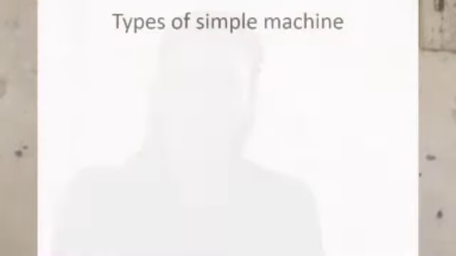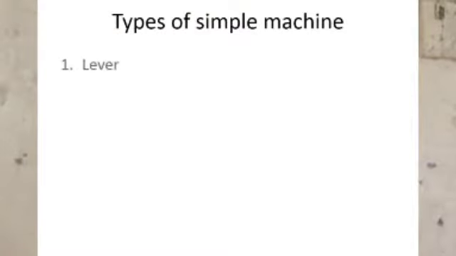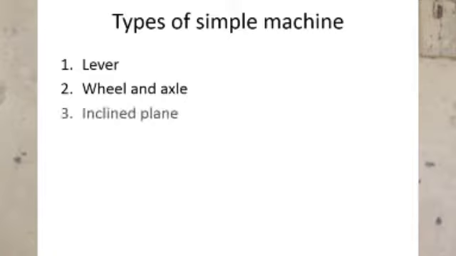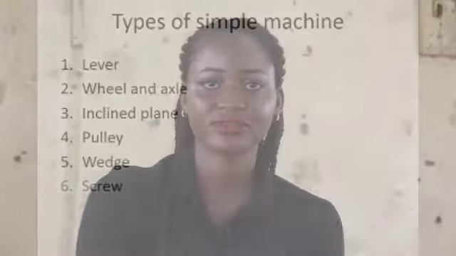We are moving on to the types of machine. 1. The lever. 2. The pulley. 3. Inclined plane. 4. Wheel and axle. 5. Screw. 6. Wedge. Now let's explain the types of machine. Firstly, I would like to explain the lever.